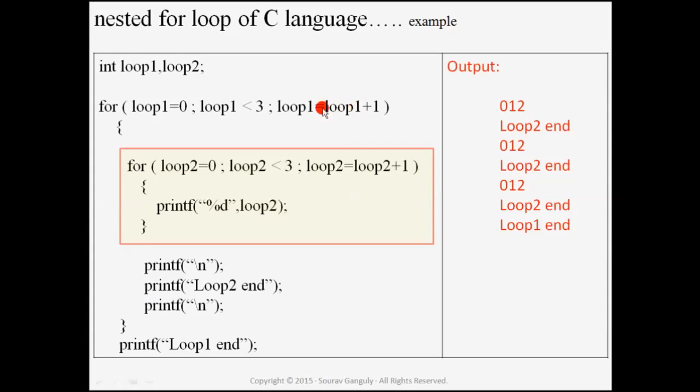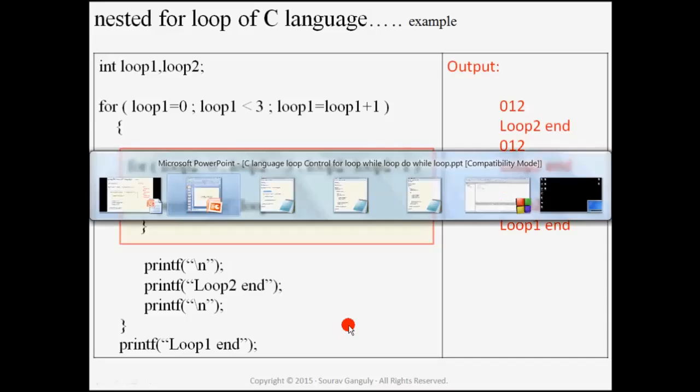Now the loop 1 value will increase by 1 and the next value is 2, 2 less than 3, the condition is true, and this section will execute again. If the value is 3, then 3 less than 3, this condition becomes false, and the cursor will directly come here and print that loop 1 end. Now let's check an example.